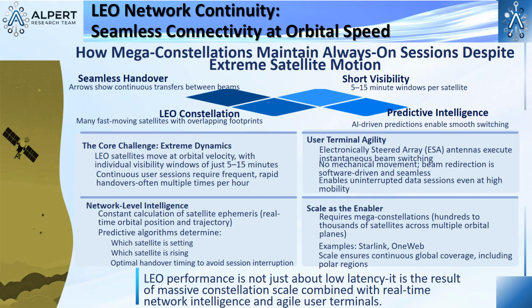So if the satellites are moving that quickly, how does the network ensure a continuous session for a user? That sounds like a complex handover management problem. It is, and handover is solved through sophisticated network topology and the user equipment itself. The network has to constantly calculate the ephemeris, the precise position of every single satellite, determining which one is about to set and which is about to rise. And the user terminal, like that ESA we discussed, must execute a seamless, instantaneous switch of its beam, often multiple times an hour, to maintain data session continuity.